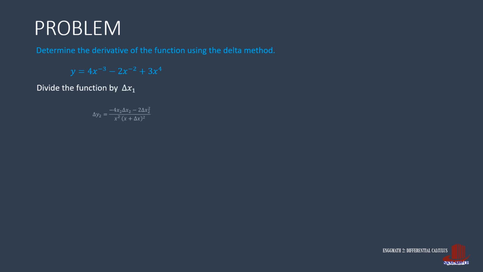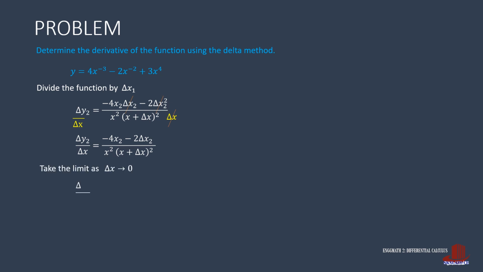After simplifying everything, divide the function by delta x, and this would eliminate deltas from the numerator, leaving the function delta y over delta x as negative 4x minus 2 delta x all upon x squared times the square of x plus delta x. This is the simplified third step, so continue the process by taking the limit of the function as delta x approaches 0.